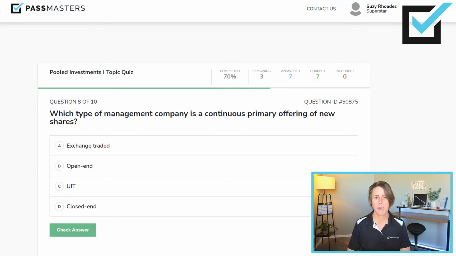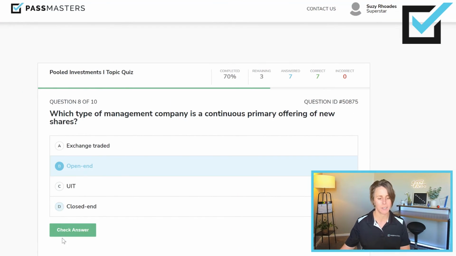Which type of management company is a continuous primary offering of new shares? Choices include exchange traded, open-end, UIT, or closed-end. It is the open-end mutual fund. You can sell it with your SIE and Series 6 license. That is a continuous primary offering of new shares. If you don't want your shares anymore, they are not sold in the secondary market. No, they are redeemed by the transfer agent of the fund. So continuous primary offering, open-end. A closed-end fund has an IPO only once.